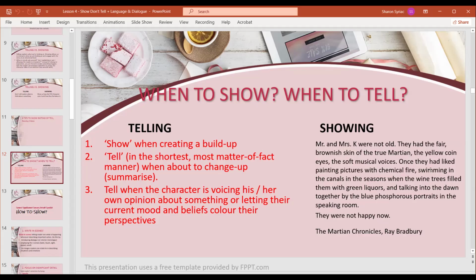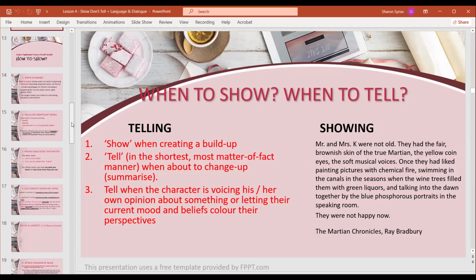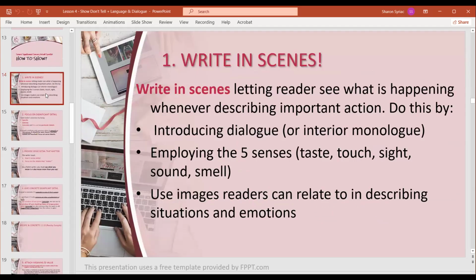How to show? Well, there are 5 things you need to do to show. 1, write in scenes. Let the reader see what is happening whenever you're describing an important action. And that is why I say the climax, the crisis, that's an important action. So, write in scenes. Make sure that's a scene. When you're writing in scenes, introduce dialogue or perhaps interior monologue. It depends on what is happening.